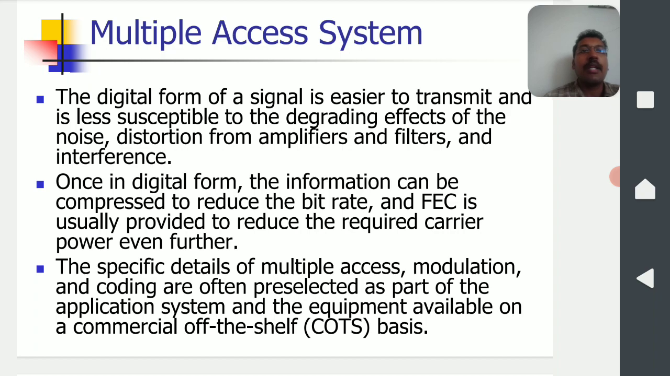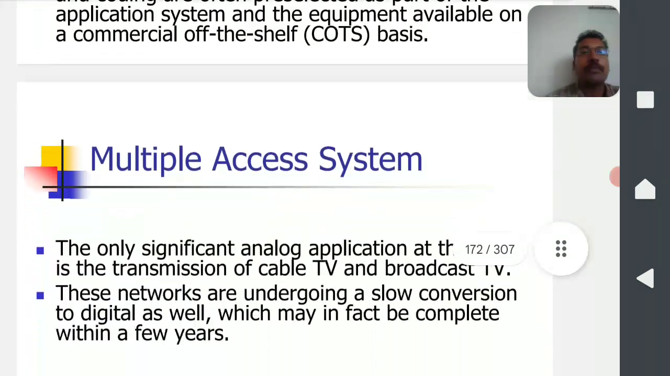Once in digital form, the information can be compressed to reduce the bit rate, and forward error correction is usually provided to reduce the required carrier power even further. The specific details of multiple access, modulation and coding are often pre-selected as part of the application systems and the equipment available on a commercial off-the-shelf basis.